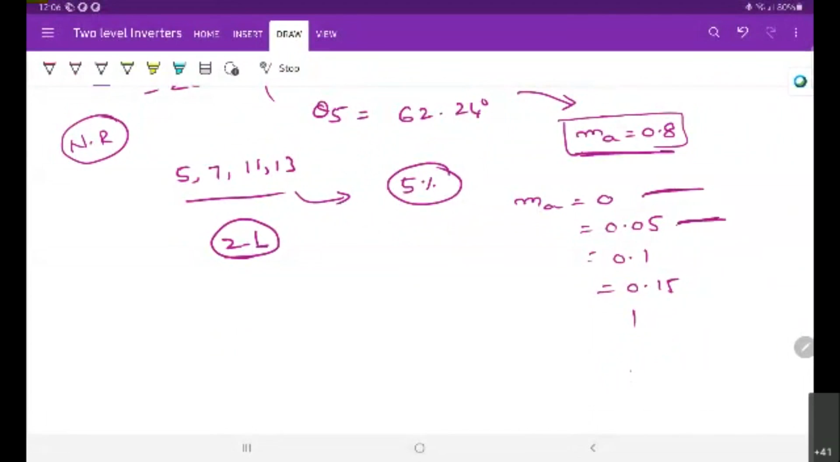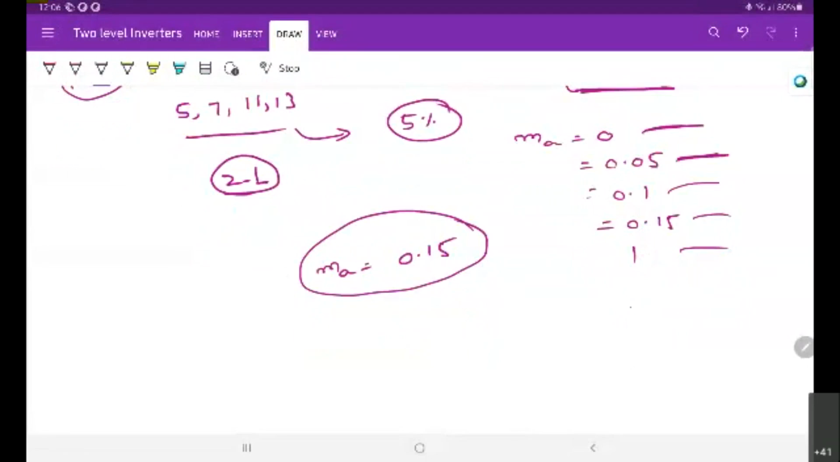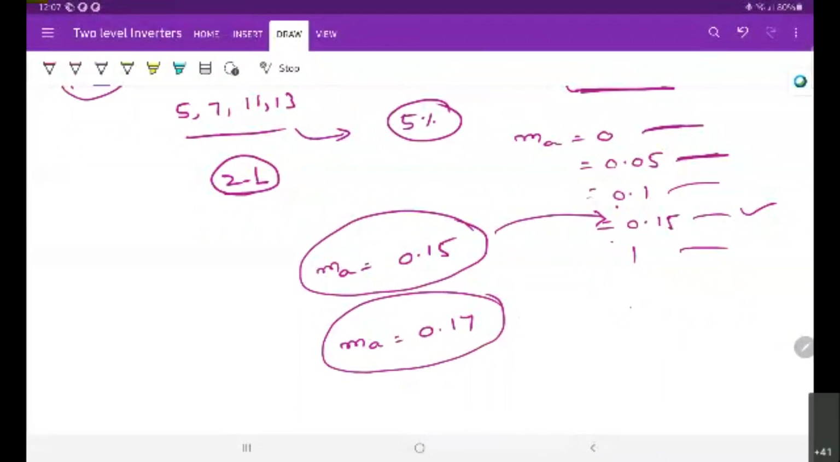Suppose the output voltage requires MA equal to 0.5, for example for the inverter or induction machine operating at a certain load. Corresponding to this MA equal to 0.5, it will pick up the required angles. For example, if you stored MA equal to 0.1 and also MA equal to 0.15, and you want an intermediate value, for example 0.17, then there is no output, that means you have not stored any angles corresponding to this.